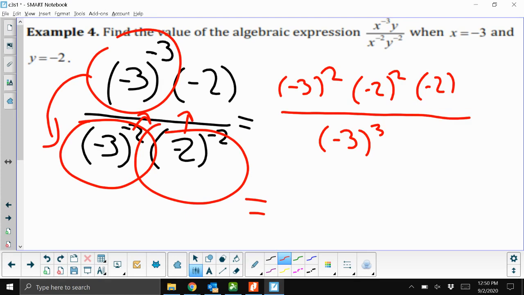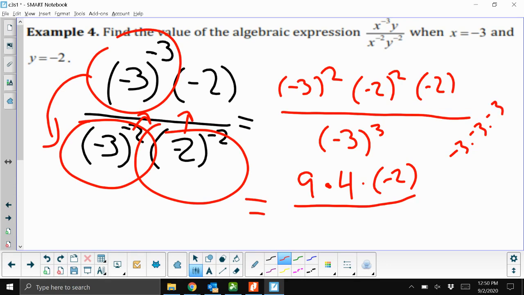All right, let's hack this thing out. So we're going to start off with -3 squared. So -3 times -3 is +9. -2 squared, well, that's -2 times -2. That's +4. And then we still have that -2 at the end. Well, -3 cubed is -3 times -3 times -3. So that'd be +9. Then 9 times -3 would give us a -27.